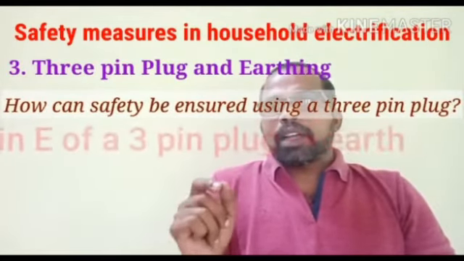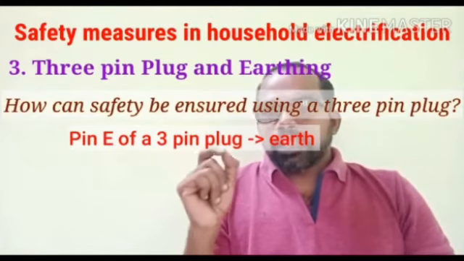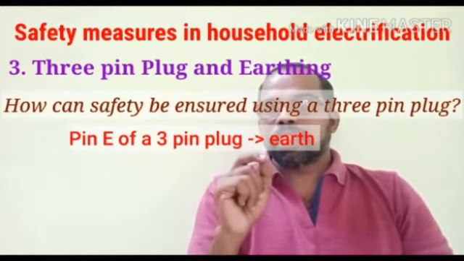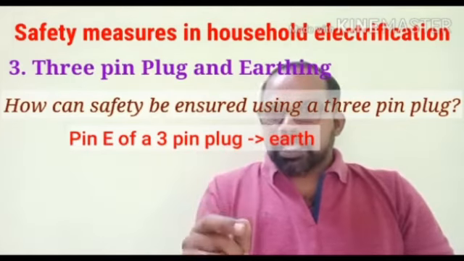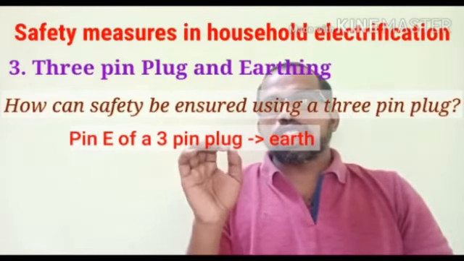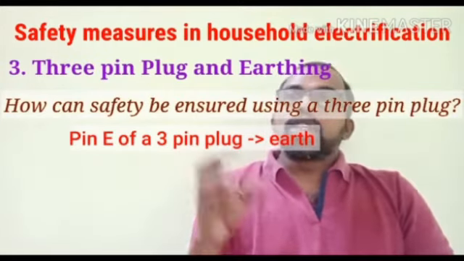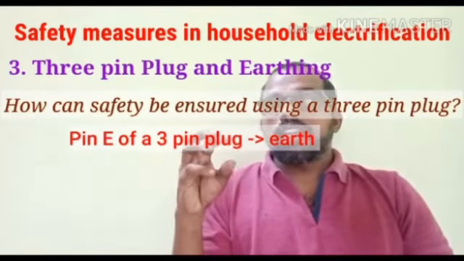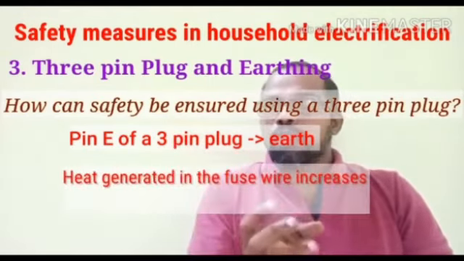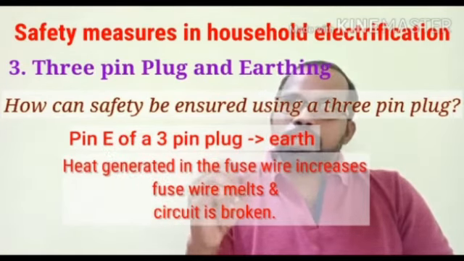The pin E of a 3-pin plug is connected to the earth line, and it is also connected to the body of the appliance. If the body comes into contact with an electric connection, the electricity flows to the earth through the earth wire. Since this earth wire is thick, it has low resistance, so more current flows through it. As more current flows through the circuit, more heat will be generated. So the heat generated in the fuse wire increases and the fuse wire melts and the circuit is broken.